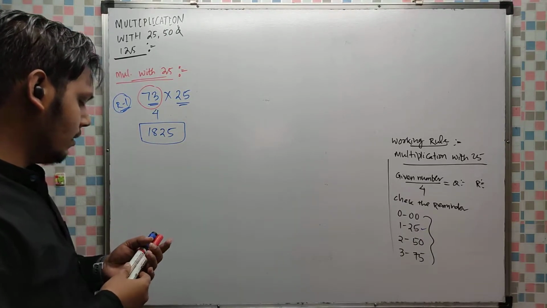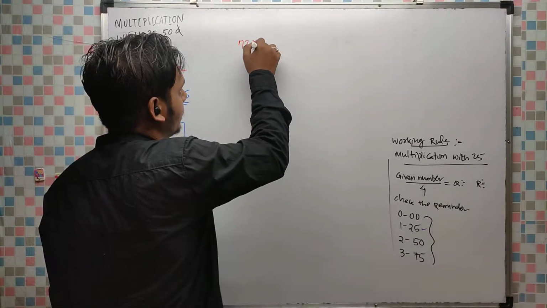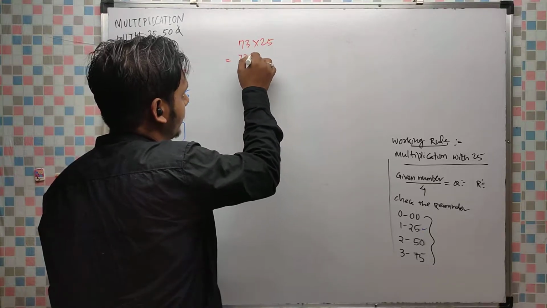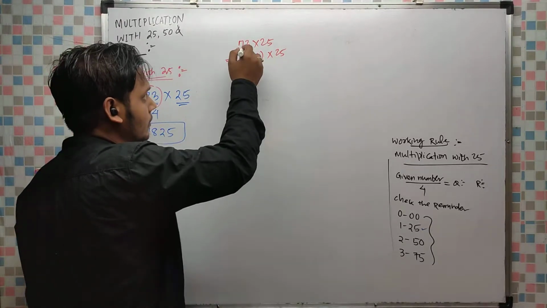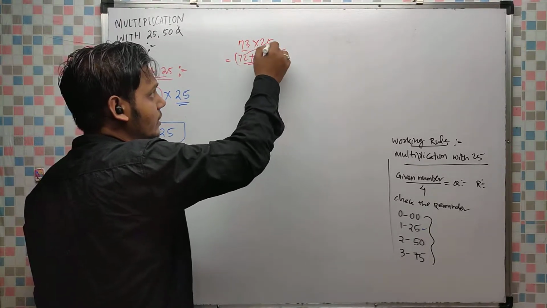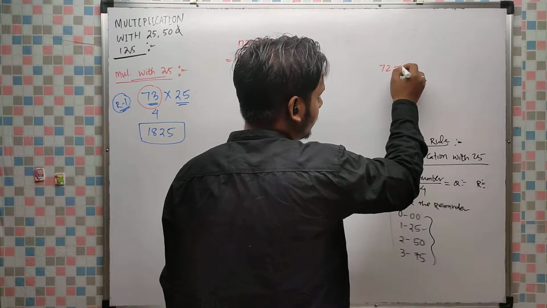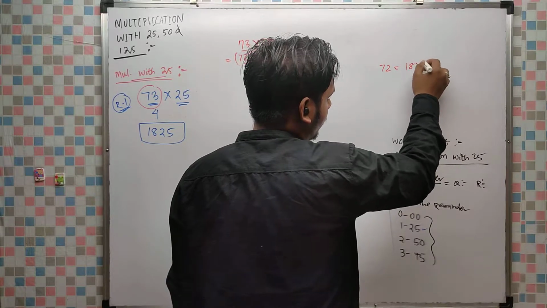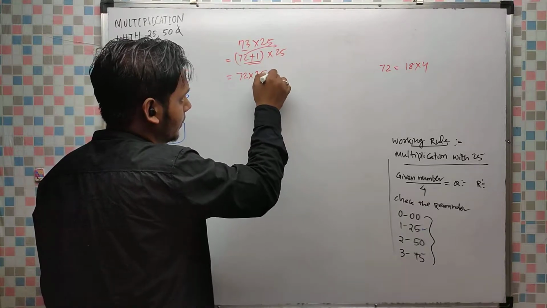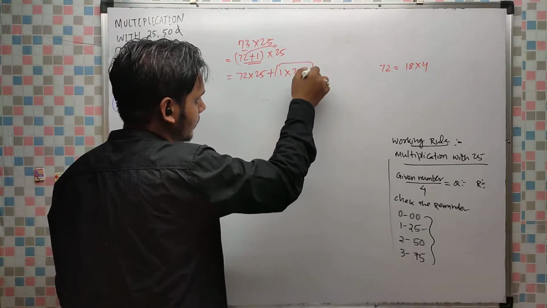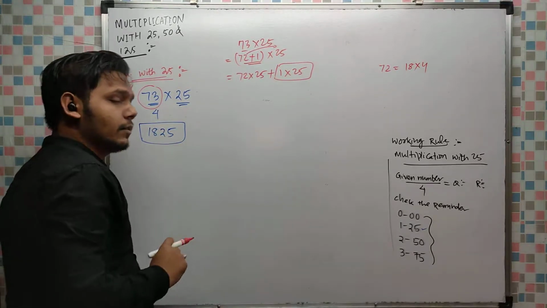Or another method I can explain to you, like 73 into 25. I can write 72 is divisible by 4, no? So 72 plus 1 is 73, right? Now 72 into 25 is what? 72 I can write as 18 into 4. Now this can be written as 72 into 25 plus 1 into 25. See, this 1 is the remainder.